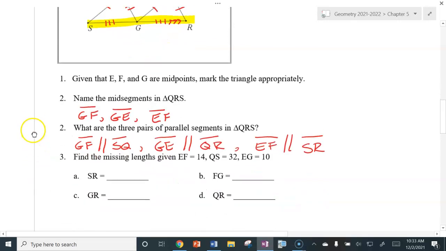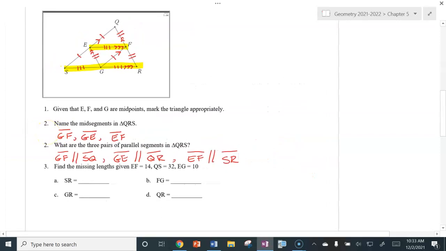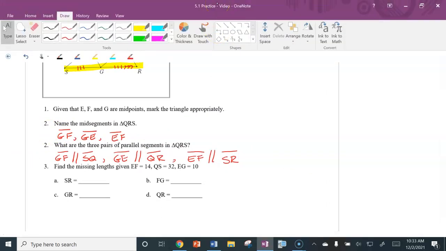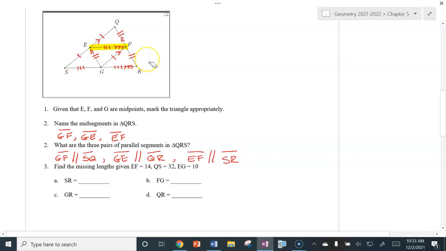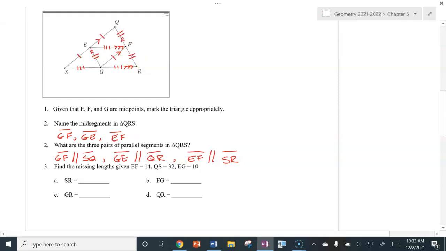All right. Now we're going to start finding some missing lengths. Let's zoom out a little bit so we can see the picture at the same time. And I'm going to erase that. And let's get my pen to write with. So first of all, we're told that EF is 14 and QS is 32. So QS going all the way across is 32. EF is 14. And EG is 10. So with that information, we're going to fill in some blanks.